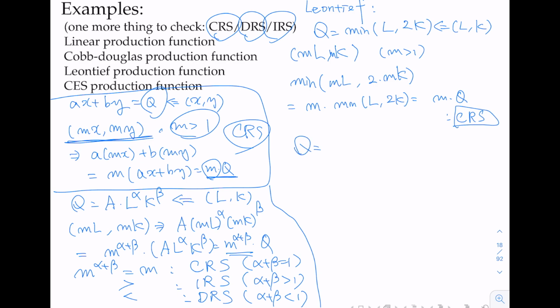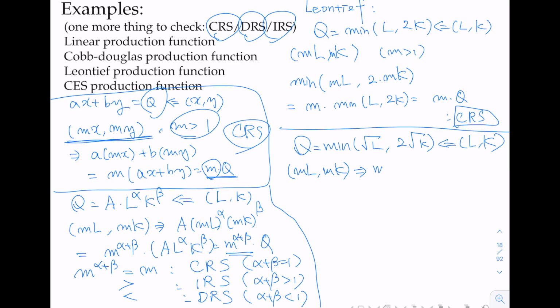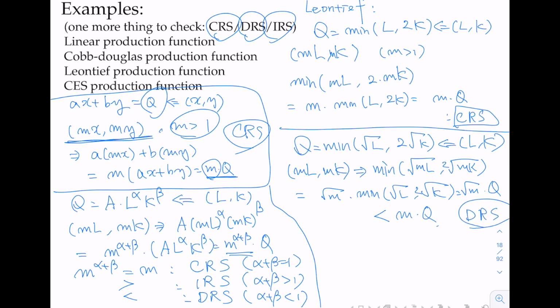So for example, this is the Leontief function. This is a perfectly valid Leontief function. And if I increase the L and K by multiplying M, the output will be the square root of ML comma 2 times the square root of MK, that will be the square root of M times the minimum of square root of L and square root of 2 times square root of K. So that's the square root of M times Q. So that will be smaller than M times Q. So this is a decreasing return to scale. Okay. So you can do the similar thing with the CES. So you can check it yourself.